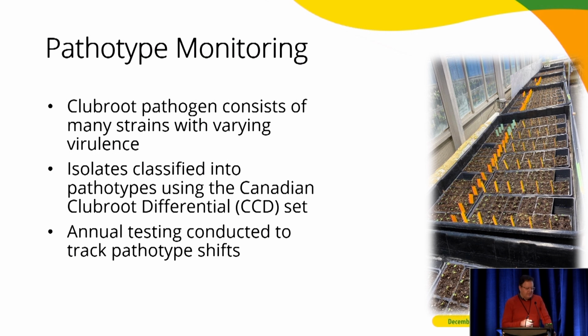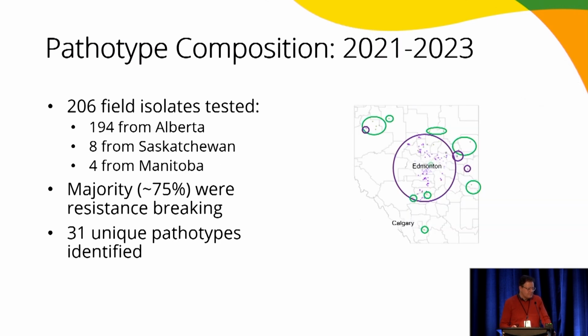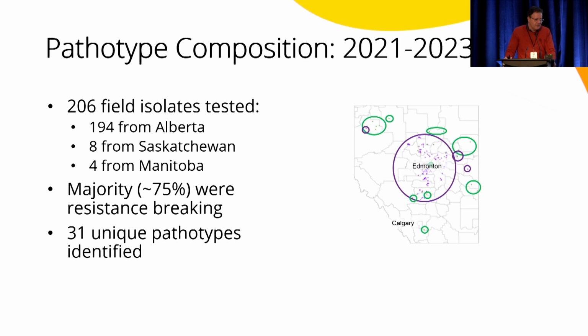But this is quite labor-intensive work, as you can see from the images of some of the greenhouse testing. In terms of pathotype composition from 2021 to 2023, the most recent data that we just finished compiling for publication, we tested 206 field isolates. The vast majority came from Alberta, 194 of them, which we picked up during our surveys. We also received 8 samples from Saskatchewan and 4 from Manitoba.